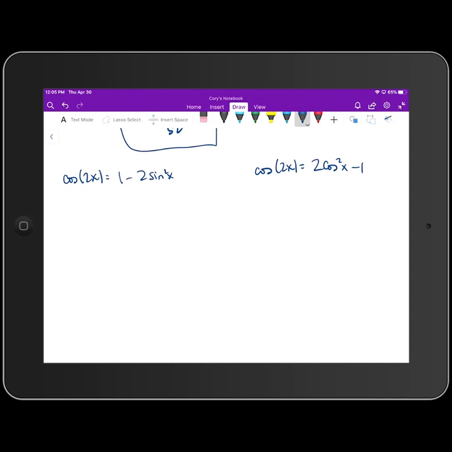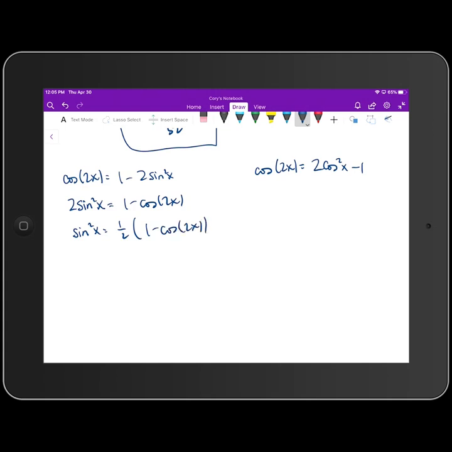If I want to isolate sine squared, I'm going to move 2 sine squared to the left-hand side. So I'm going to add that to both sides and subtract the cosine of 2x on both sides. That's going to make 2 sine squared of x equal to 1 minus the cosine of 2x. Then we can either divide both sides by 2 or multiply both sides by 1/2. I'm going to multiply both sides by 1/2. So sine squared of x is going to be 1/2 times the quantity 1 minus the cosine of 2x.